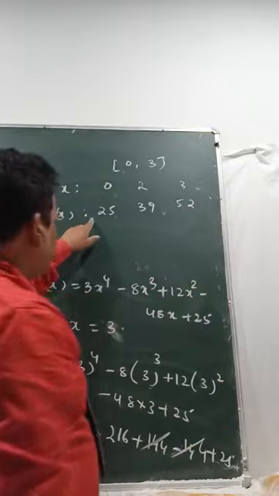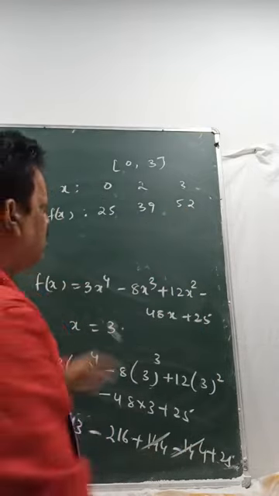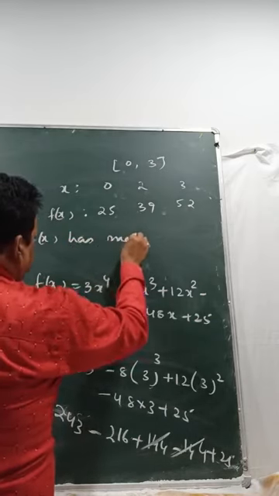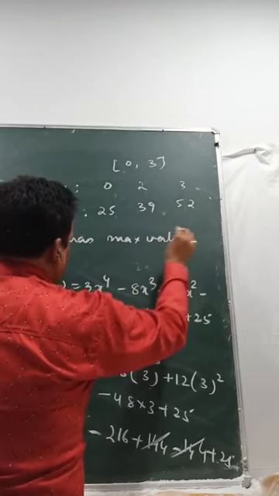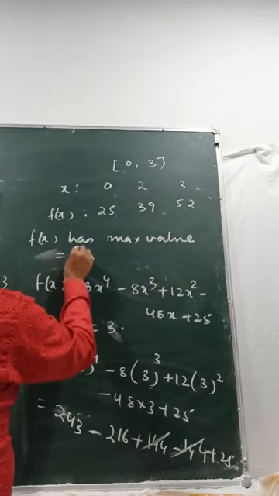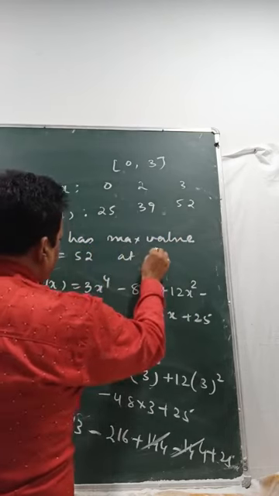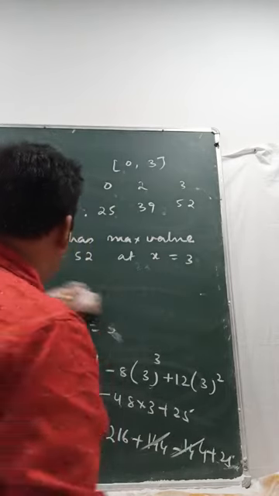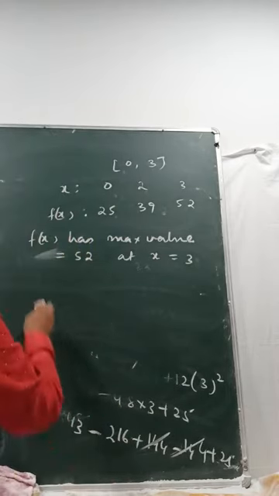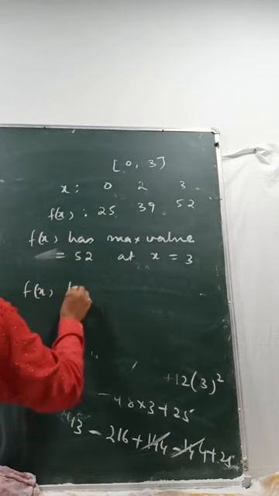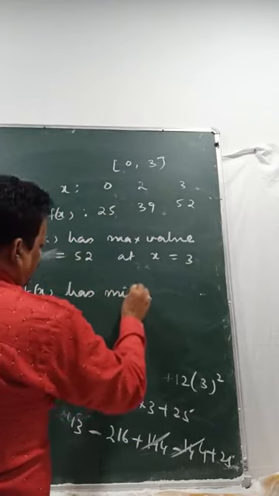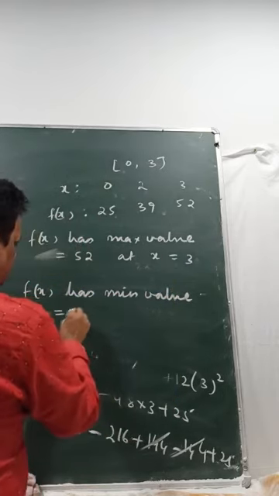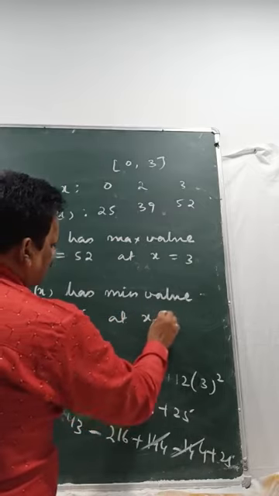Okay. Now you choose which one is maximum. This is maximum. So the maximum value of f(x) is 52, at the point x = 3. Then the minimum value of f(x) is 25, which is minimum, at the point x = 0.